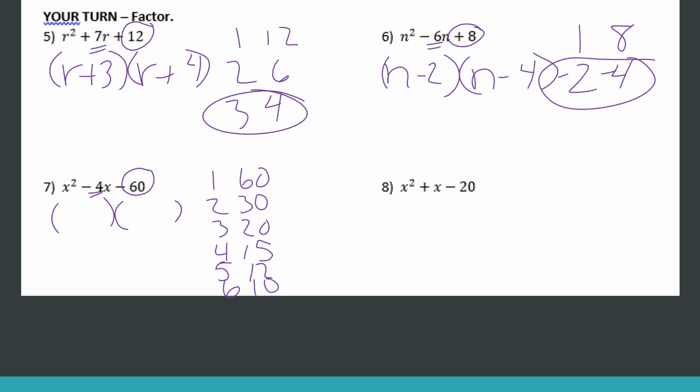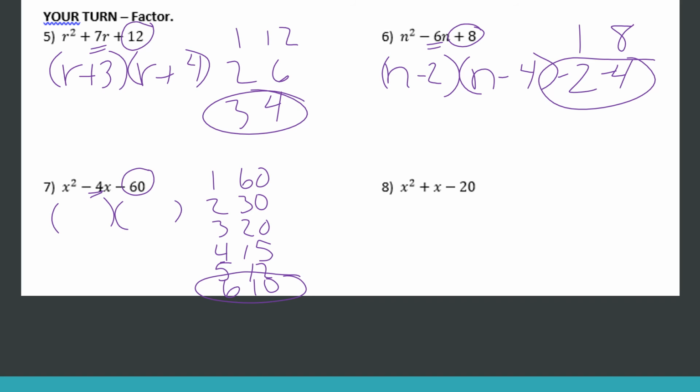Okay. All right, so we have a lot to look through here, and we only want to get 4, so I know that 1 and 60 is too big, 2 and 30 is too big, 3 and 20 is too big, 4 and 15, if I subtract them, I only get 11, 5 and 12, if I subtract them, I get 7, 6 and 10, if I subtract them, I get 4. Again, since I'm subtracting, one of them has to be negative.